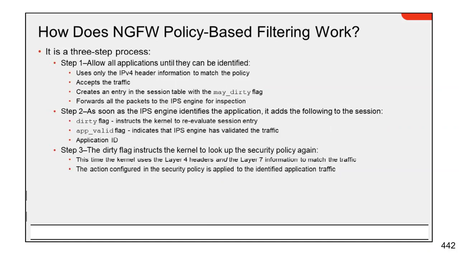Step 2 is the IPS engine is going to identify whatever application it has. It will add the dirty flag, the app variant flag. In the third option, the kernel will again check the security, again scan the traffic and check the information that has been identified, whether it is right or not. But this time it will go from layer 4 till layer 7 for policy matching. So the same traffic is basically scanned twice.